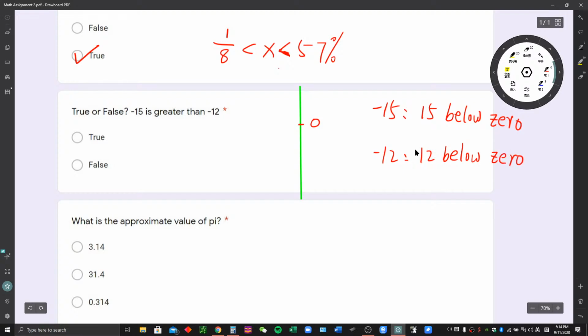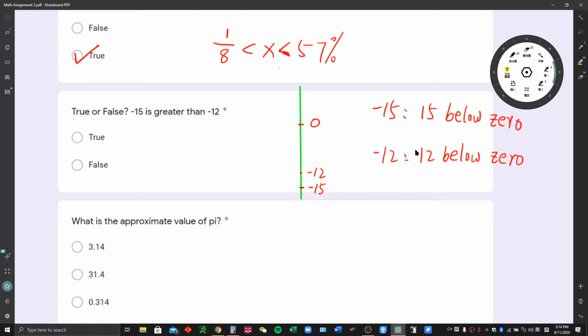From 0 it goes down below 0. We can see negative 15 is 15 away down below 0. So this is negative 15, while negative 12 is 12 down below 0. But it's going to be above 15 because down by 12 is not as far as down by 15. Therefore, negative 12 is higher up on the thermometer.